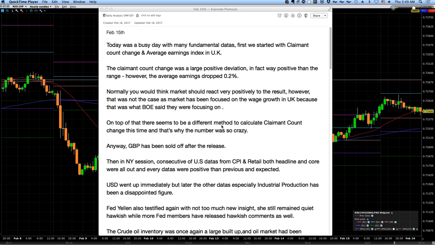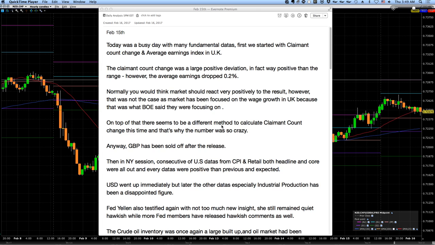Today was another busy day for the previous London and New York sessions, with a lot of fundamental data. First we had the claimant count change and average earnings index in the UK. These two data came out as mixed, because claimant count change was a large positive deviation for the job market, but average earnings dropped about 0.2%.